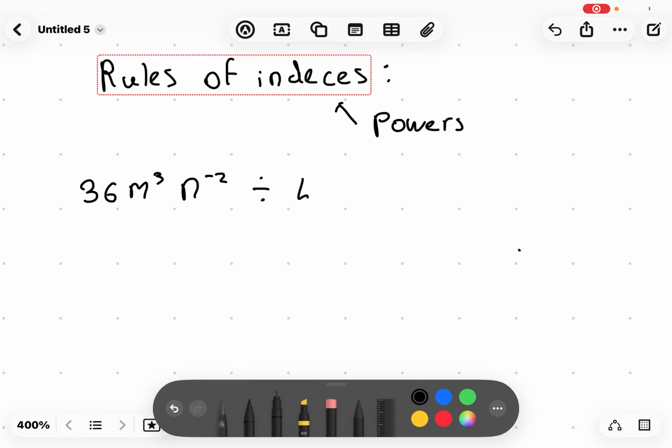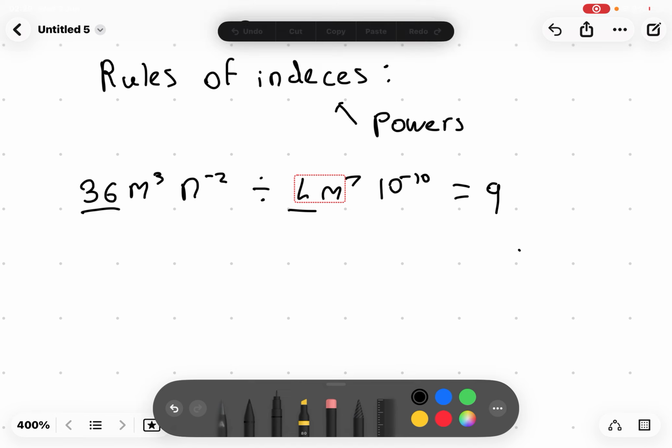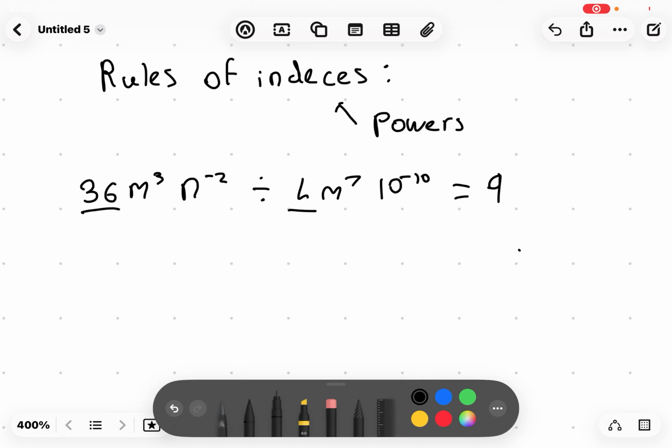Divide by m, 7, 10, 12, 10. First of all, we divide these two, and that gives us 9. Then dividing this by this gives us m to the minus 4, and then minus minus, and because it's going to be like this, it's going to become positive, so it's going to be 8.